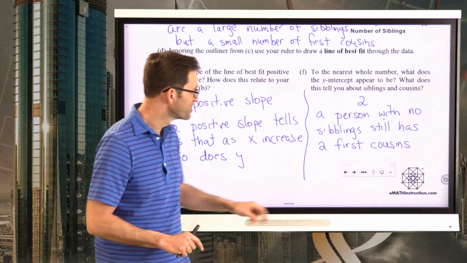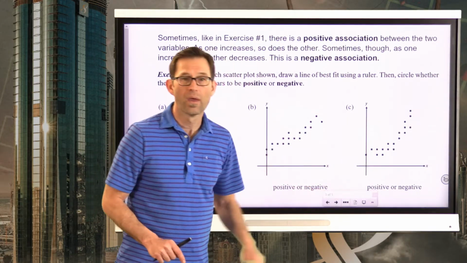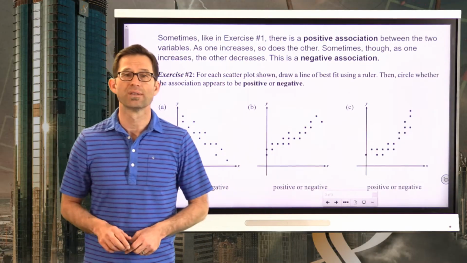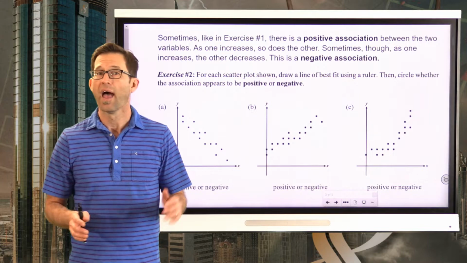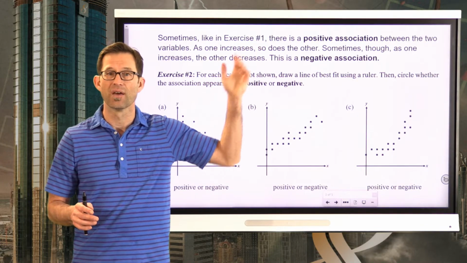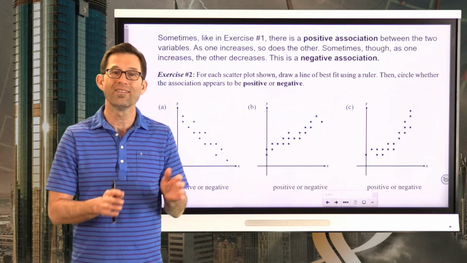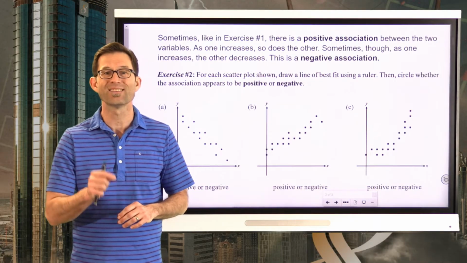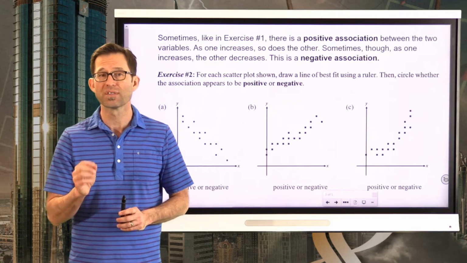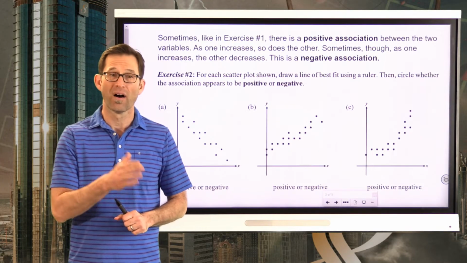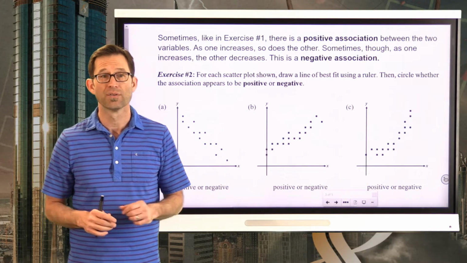All right, let's keep going. Take a look at some more lines of best fit. Now, sometimes, as in exercise number 1, there's a positive association between 2 variables, all right? As one increases, so does the other one. Sometimes, though, as one increases, the other one decreases. This is known as a negative association. And yes, a positive association will always then be a line with a positive slope, and a negative association will be a line with a negative slope.